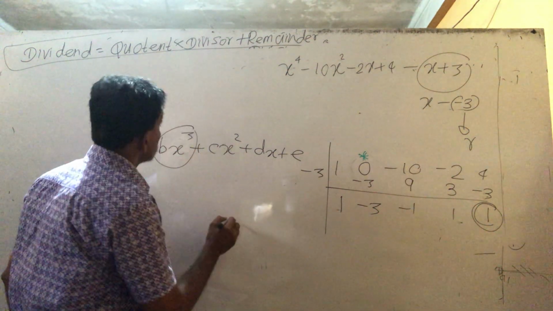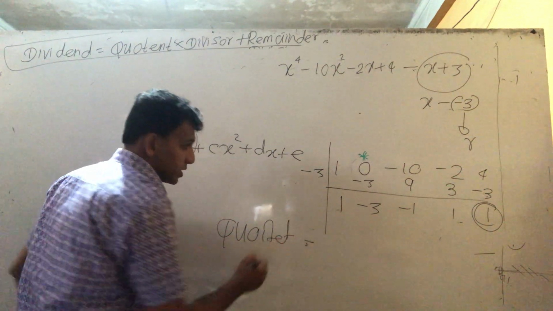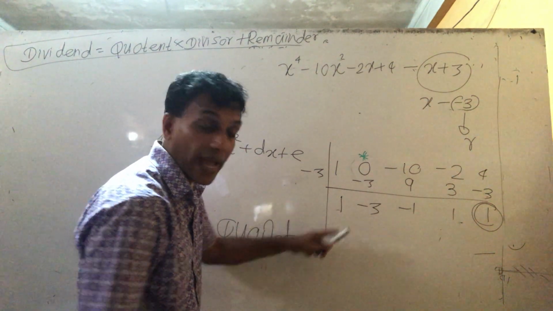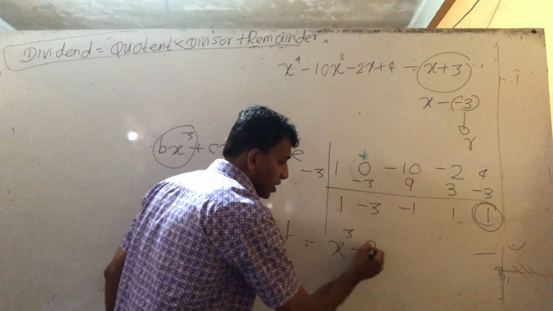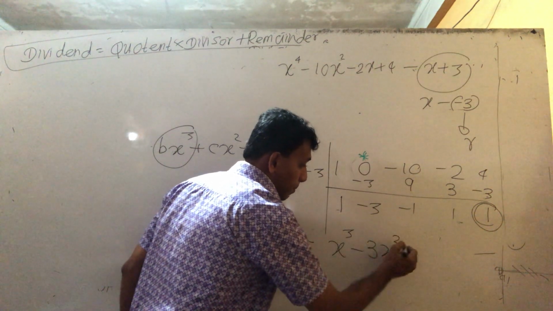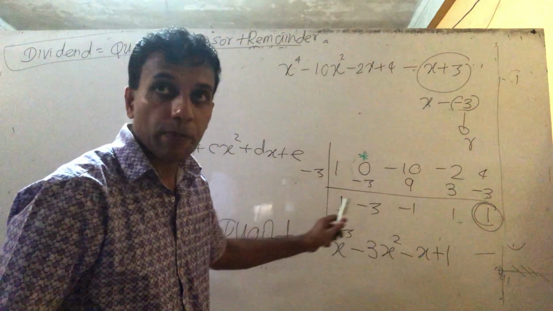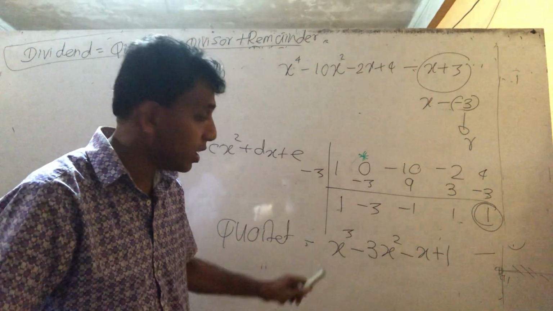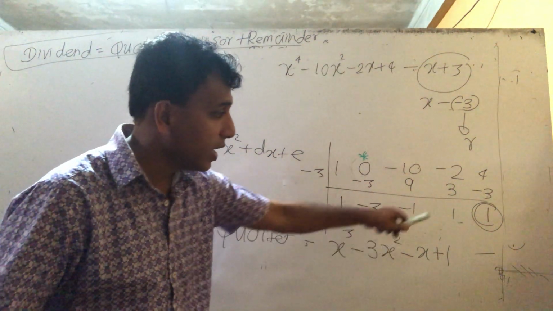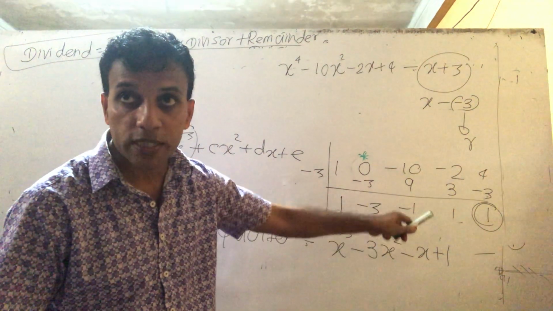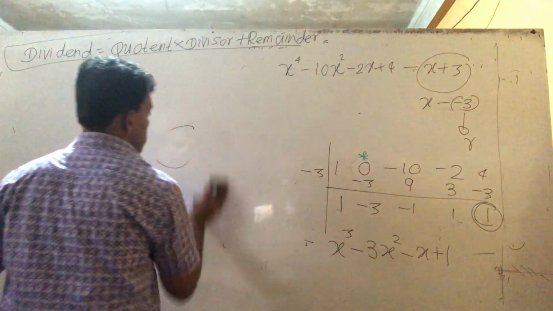So what is the quotient? Let's see. Here 1x cube minus 3x square minus 1x plus 1. See, very important is the pattern of how to write the cubic polynomial: x cube minus 3x square minus x plus 1, and that is the quotient. The last number is called the remainder. Therefore better we write this pattern.